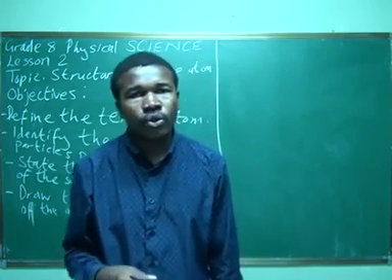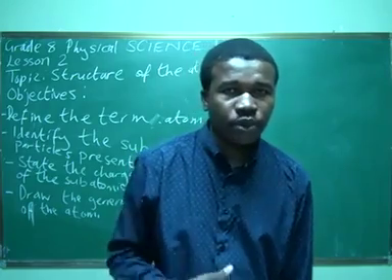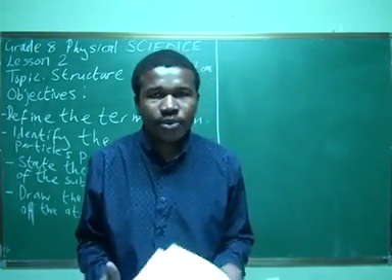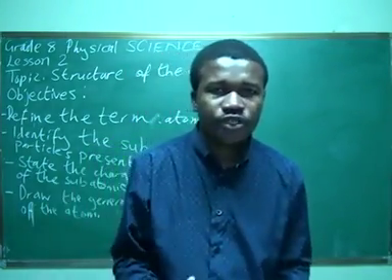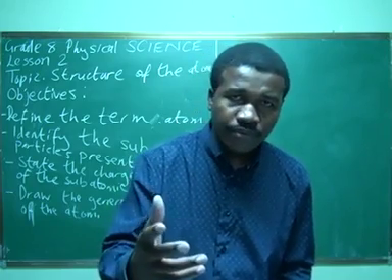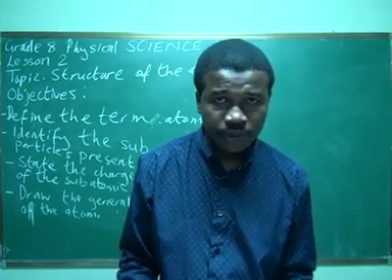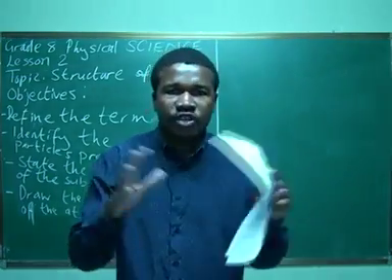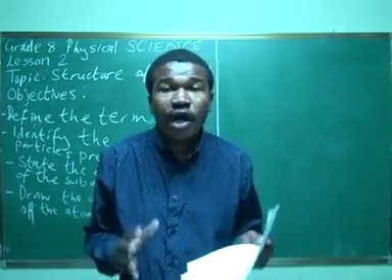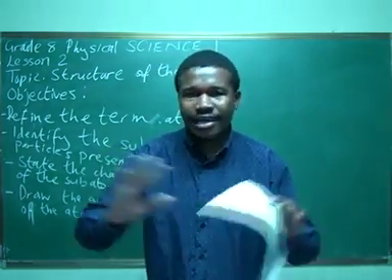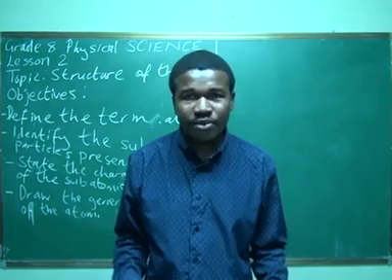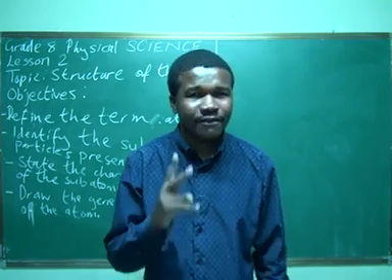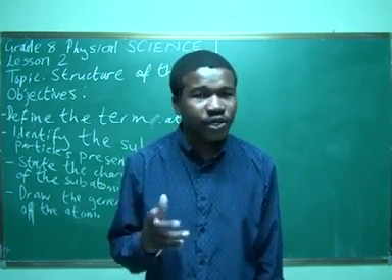Also, by the end of this lesson, we should all be able to draw the generalized structure of the atom. If I was to say, just draw the structure of an atom of carbon, that would be a specific structure. But with the generalized structure, it will give us an idea of how we can draw the structure of any element on the periodic table. But remember, like what I said in the previous lesson, we are only going to focus on the first 20 elements.